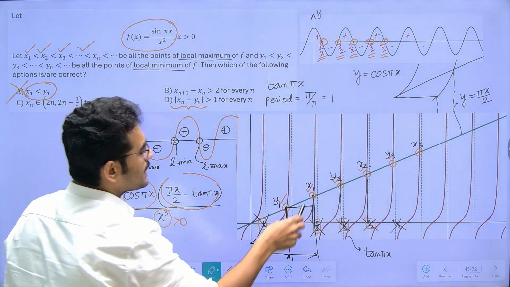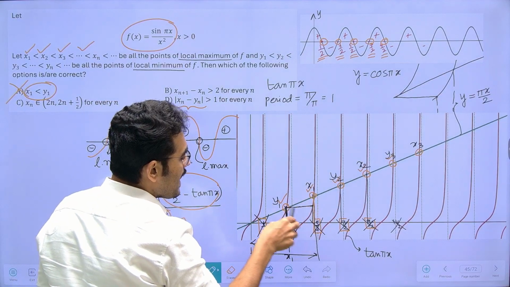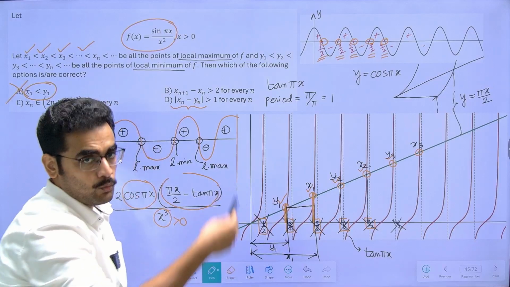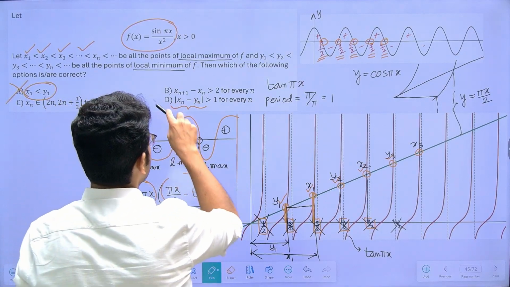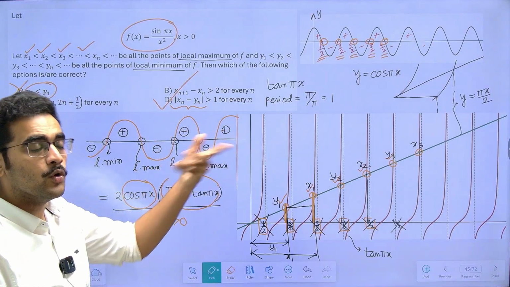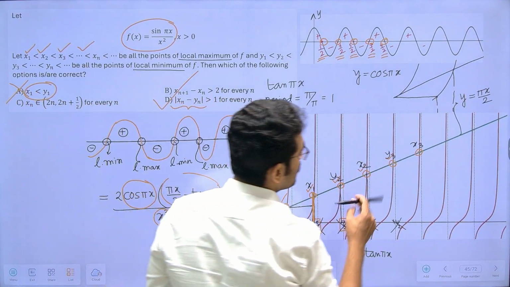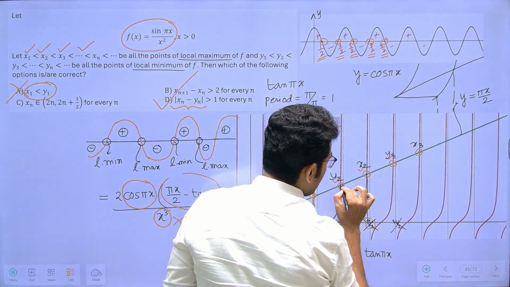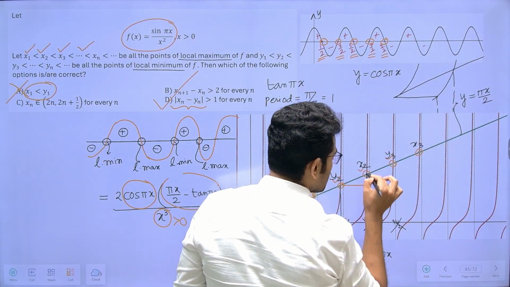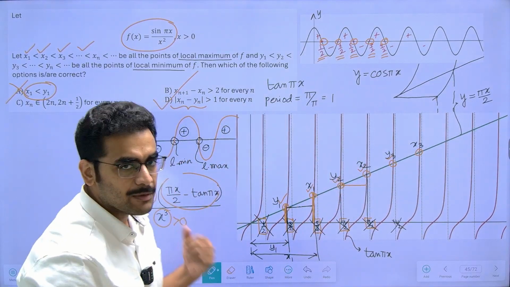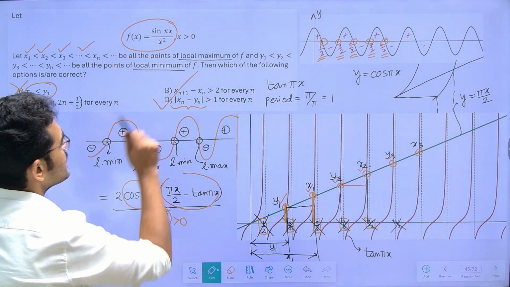That means we can say that the difference between x1 and y1, this abscissa and this abscissa, must be more than 1. Okay, so this is actually correct. The absolute difference between consecutive xn and yn is more than 1. Here also the same thing: if you take x2 and y2, the same value will be achieved here, which is before x2. So the difference between the two abscissae must be more than 1. So option D is correct.